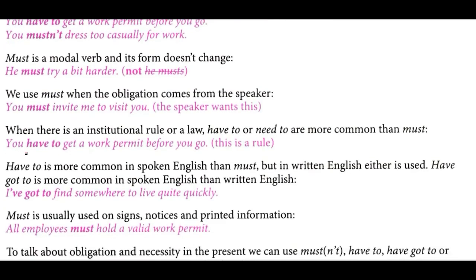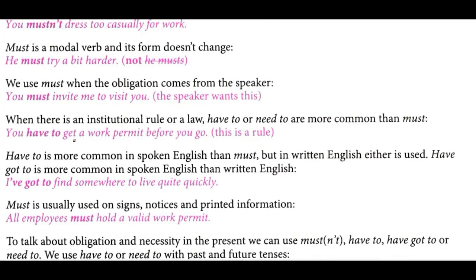اما در مقابلش have to external هست. When there is an institutional rule or a law, have to or need to are more common than must. از have to و need to به عنوان external استفاده میکنیم. Rule or law اینجا هم comes from the speaker. You have to get a work permit before you go. This is a rule. چون یه قانونه از have to یا need to اینجا استفاده میکنیم.